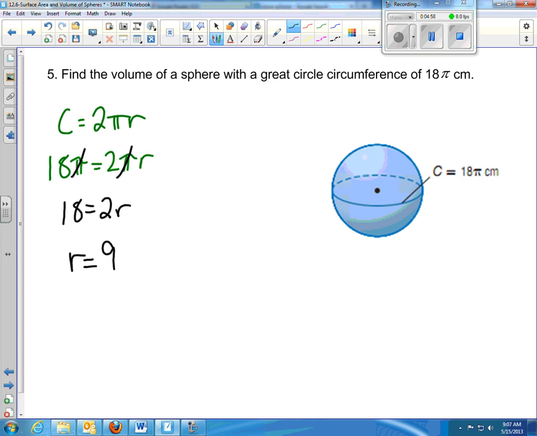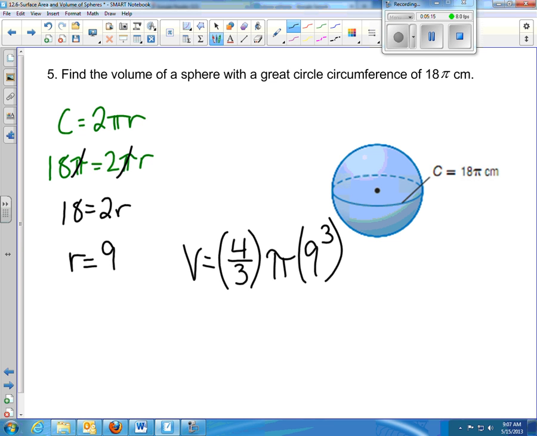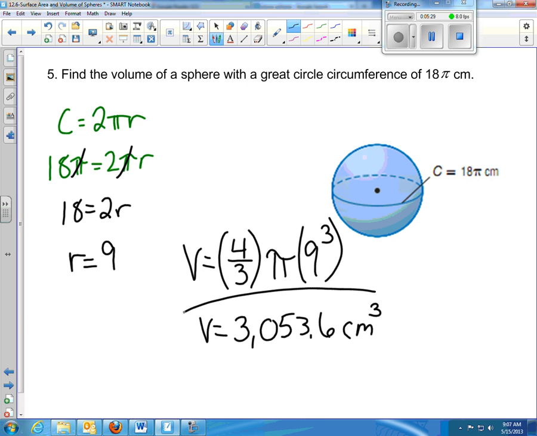So now we're going to plug that into our volume formula, which was 4/3. When you type that in your calculator, make sure you put parentheses around it. Times pi, and now our radius, 9 cubed. Make sure that you're using parentheses when you're plugging these things in so that the right thing's getting cubed, the right thing's getting divided. And we end up with a volume of 3,053.6 centimeters. And now here's the thing, volume is cubed. Area is squared, volume is cubed.